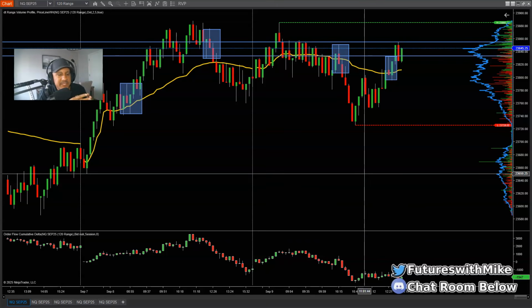So what makes the difference of a high probability versus a low probability setup is going to be what I like to classify as an imbalance or gap resting back at the zone. Now, the number one thing that you need to understand first and foremost before you start taking any trade is which way the market is moving.